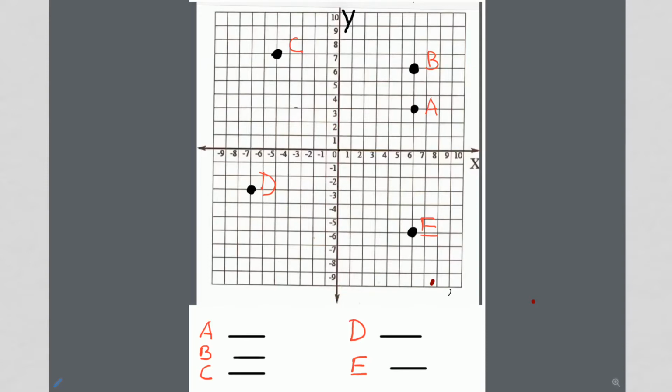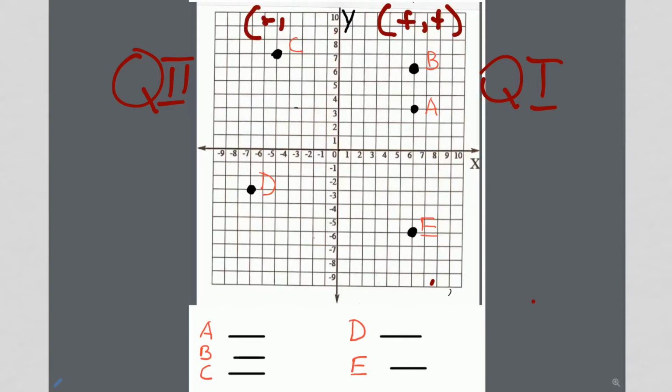Looking at my coordinate plane here, I've already gone ahead and scaled it for you. Note the signs in each quadrant. So in Q1, the signs are positive and positive. In quadrant 2, the signs side to side, negative, and up, positive. Negative and positive.